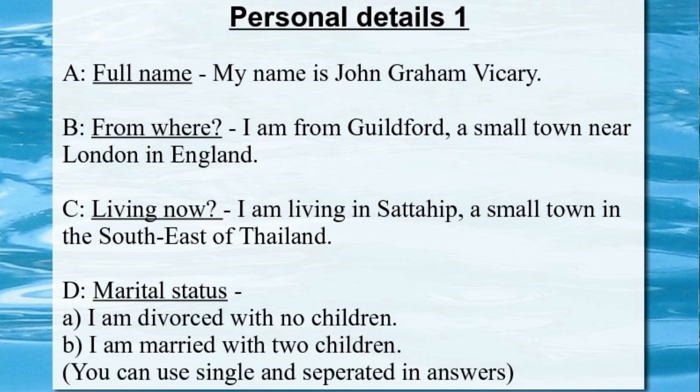Let's move on to D, your marital status, and if you have children or not, and include the number of children. Question, what's your marital status? Example A, I am divorced with no children. Example B, I am married with 2 children. You can also use single and separated as an appropriate answer to this question.